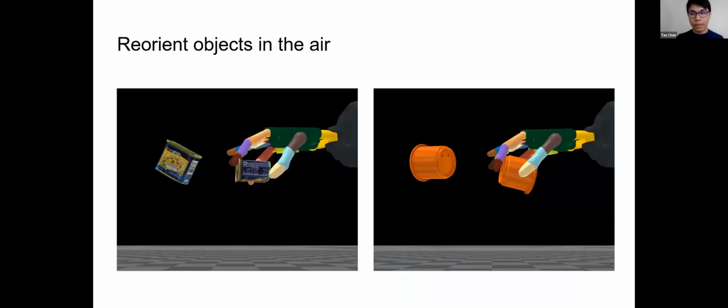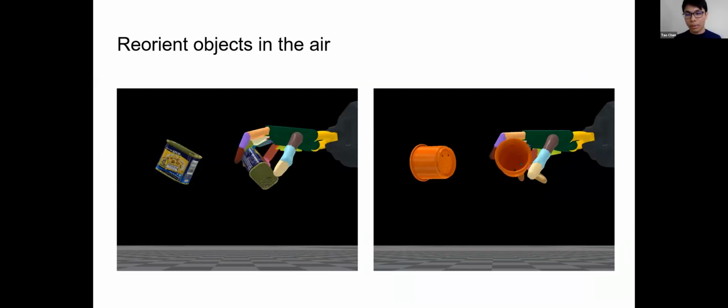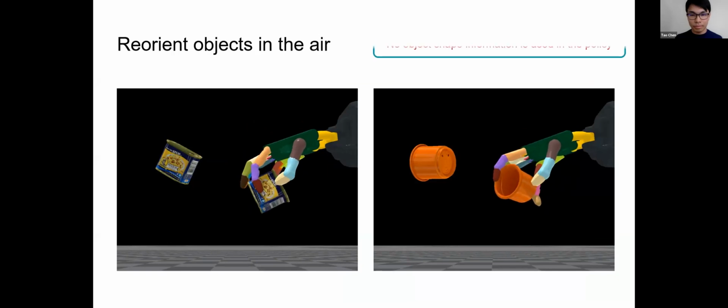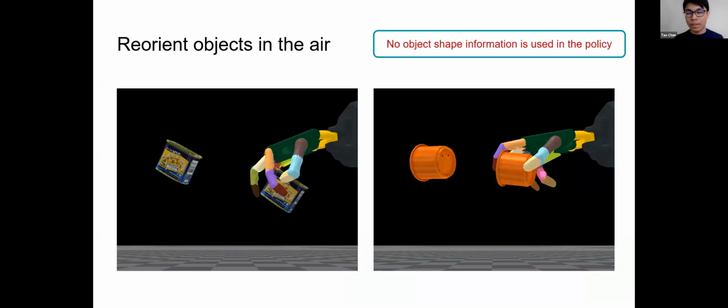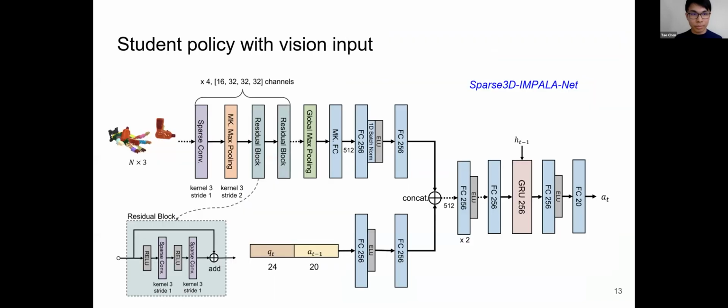And the last scenario we look at is to reorient the object in the air. For the sake of time, we will skip the technical details and only show the results here. We can see that the hand can slowly reorient the objects. Again, we want to emphasize that we do not provide any object shape information to the policy.